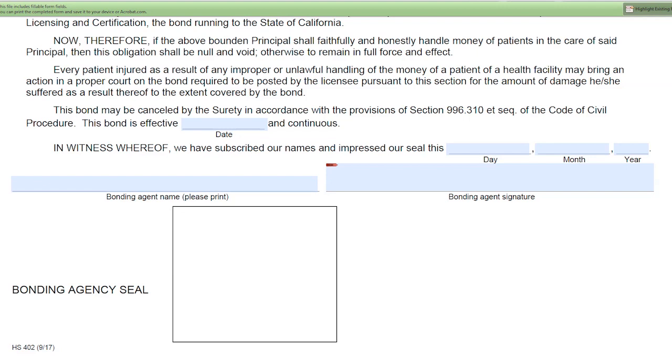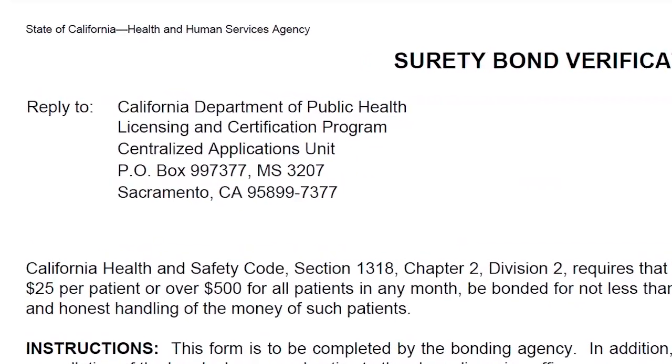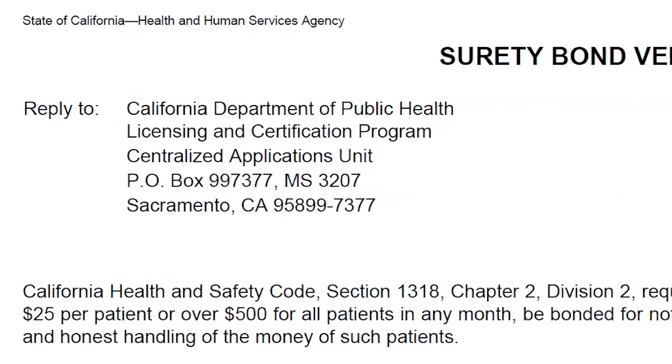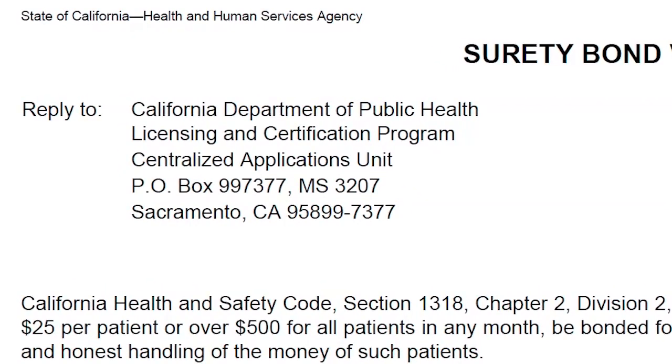In addition to submitting the HS-402, attach the original bond and the power of attorney form. In the event of cancellation of the bond, please send notice to the Centralized Applications Branch. See the upper left-hand side of this form for the notification information.